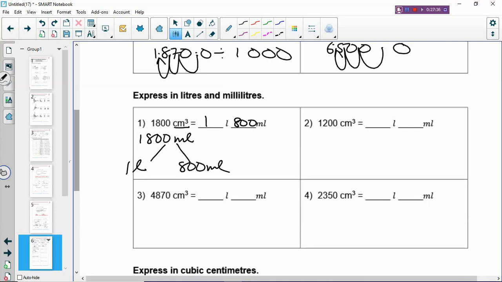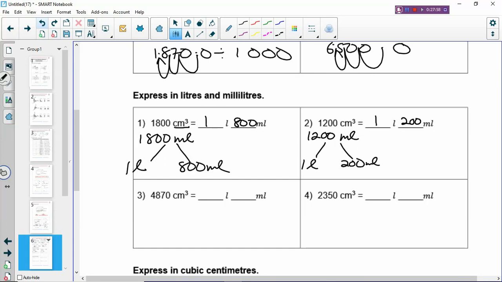Okay, how about 1200 cm cube? What do you do? You change it to ml first. Alright, you can change it to milliliters, which is 1200 ml, and number bonds, take out 1000 ml, which is 1 liter, and after you take out 1000, you will have 200 ml left. So 1 liter and 200 ml.